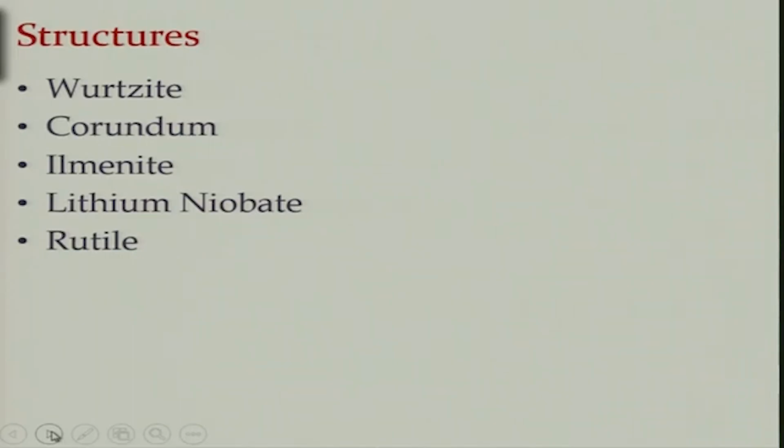So, let us move to the next and final part of this, that is HCP packing of anions, where anions pack themselves in HCP fashion and the cations occupy the interstices. The structures that we will consider are wurtzite, corundum, ilmenite, lithium niobate and rutile. Many of them are similar, but we will see how the deviations take place.